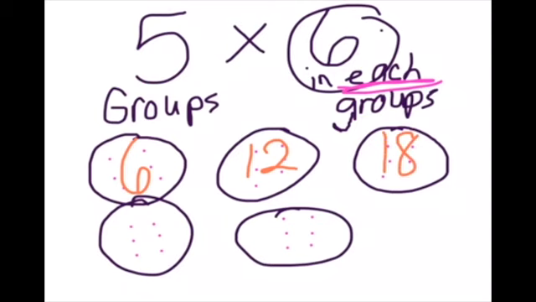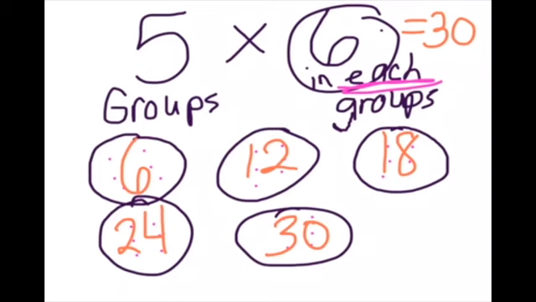Okay, and then I got to add 6 more. 18 plus 6. Well, 18 plus 2 would be 20, and then 20 plus 4 more would be 24. And then 24 plus 6. Ooh, 4 and 6 make a 10, so that's 30. So for 5 times 6, I should get 30.